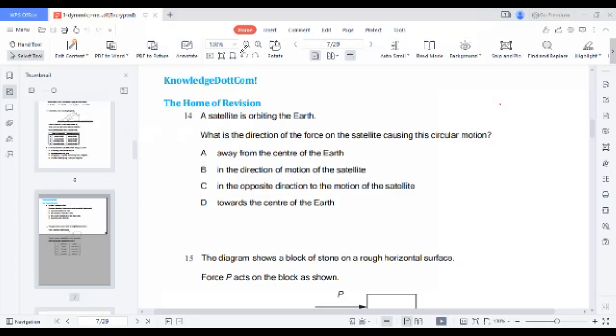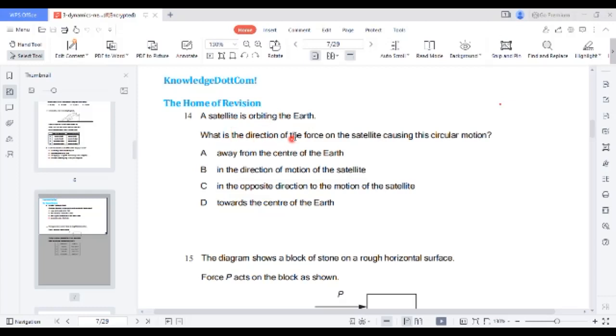In number 14, it states a satellite is orbiting Earth. Satellite can be a moon, it may be an artificial satellite, so it can be anything. Satellite means the man-made satellite, which is called an artificial satellite, and there is another satellite, a natural satellite, like the moon is our natural satellite. What is the direction of force? Whenever there is an orbital kind of thing, it means there is a centripetal force acting on that object, which causes it to move along the circular path.